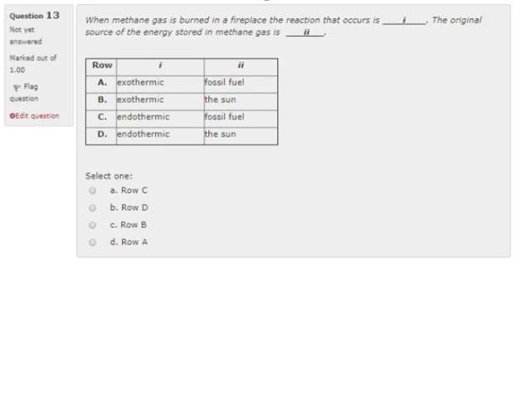Okay, when methane gas is burned in a fireplace, the reaction that occurs is, here's methane. Sorry, methane is CH4, my bad. CH4 burns, it reacts with oxygen in the air, produces carbon dioxide and steam.